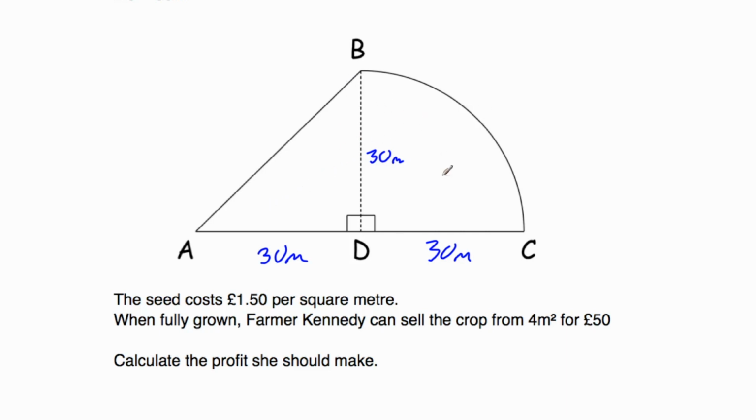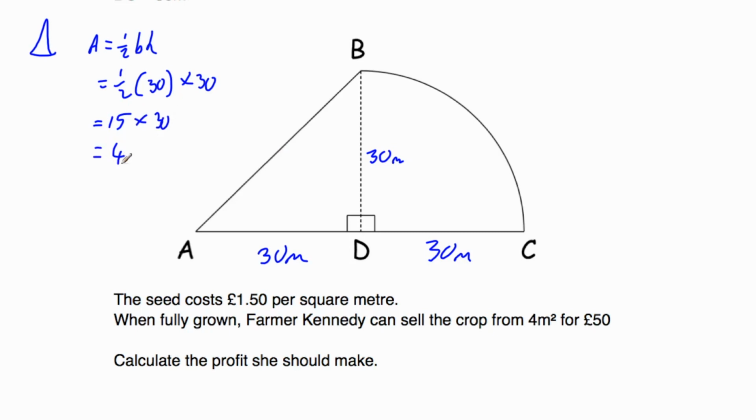So we've got a triangle and a quarter circle. For the triangle, the area of the triangle is half the base times the height. So area equals half the base times the height. That's going to be half the base, which is 30, times the height, which is 30. Half of 30 is 15, times 30 is equal to 450 meters squared. So the area of this triangle is 450 meters squared.